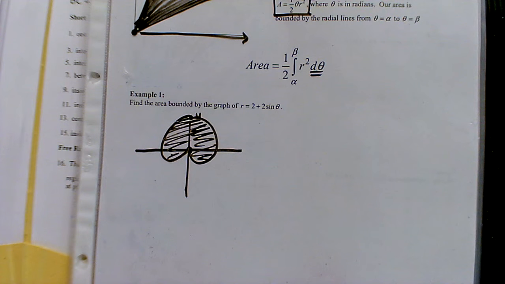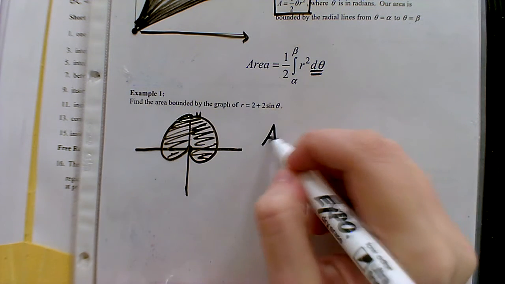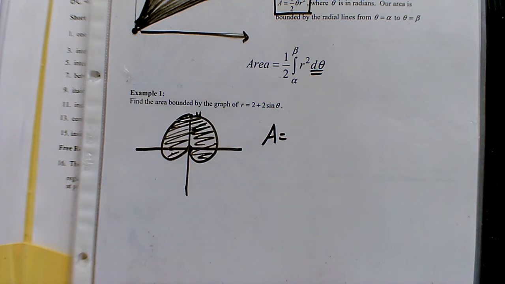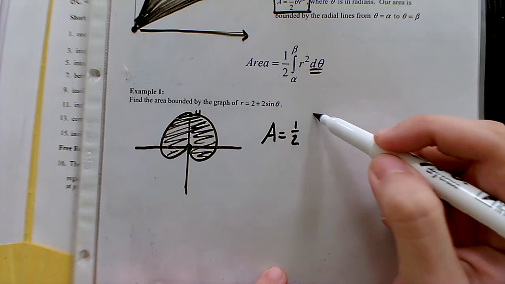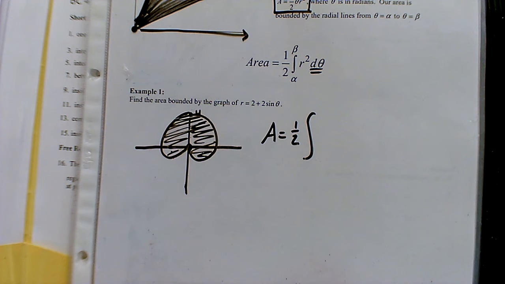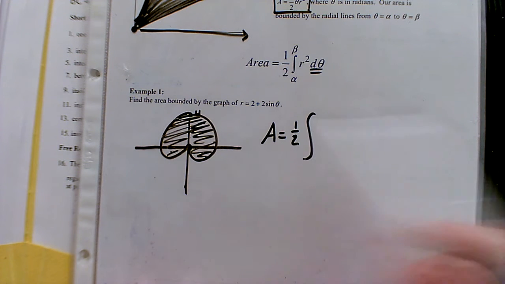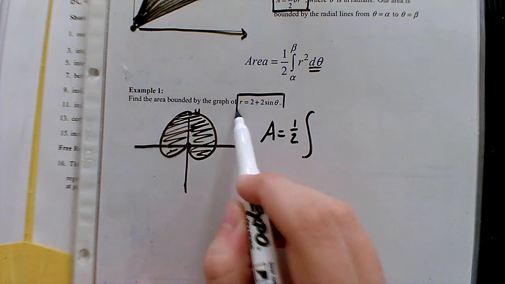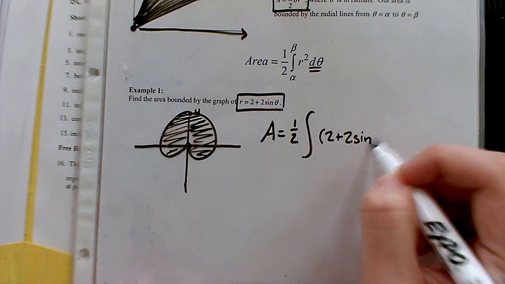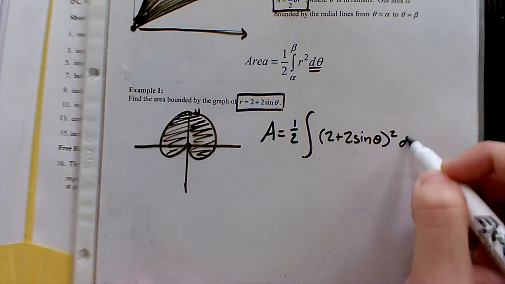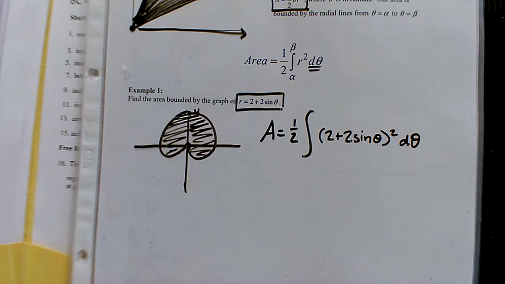Okay, so we first got to figure out, let's maybe set this up. We need the area equals 1/2 the integral. We'll talk about the bounds in a second. But then we need the radius squared. They give us the radius equation. And then d theta on the end.